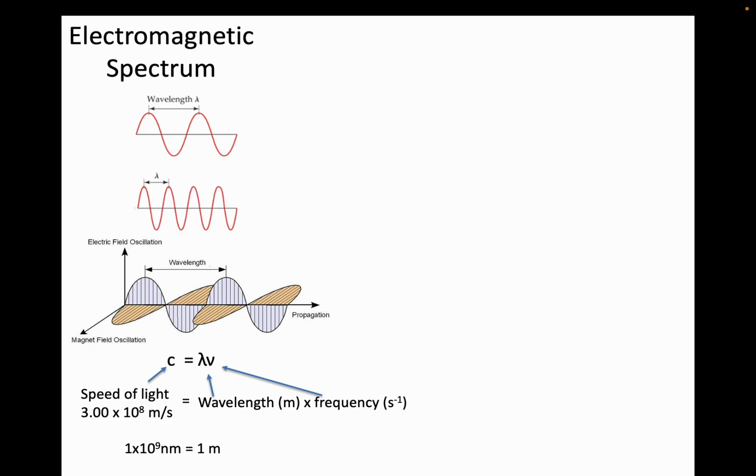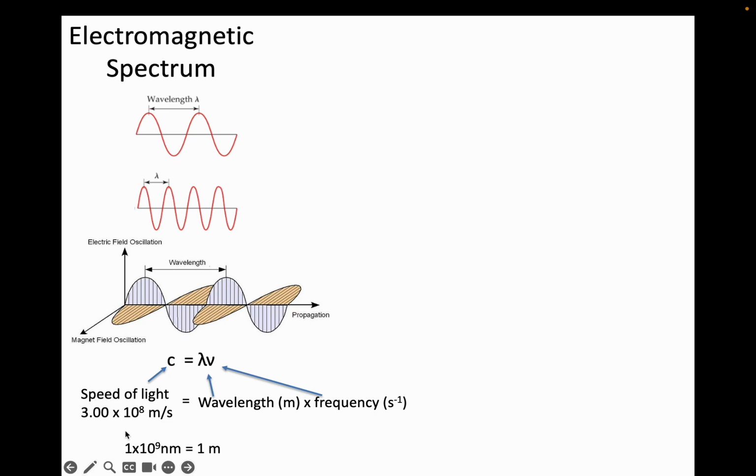When we think about light, we're talking about the electromagnetic spectrum. Light consists of two perpendicular waves, one corresponding to an electric field and one corresponding to a magnetic field. In this chapter, understanding the behavior of waves is going to be an important idea for us.